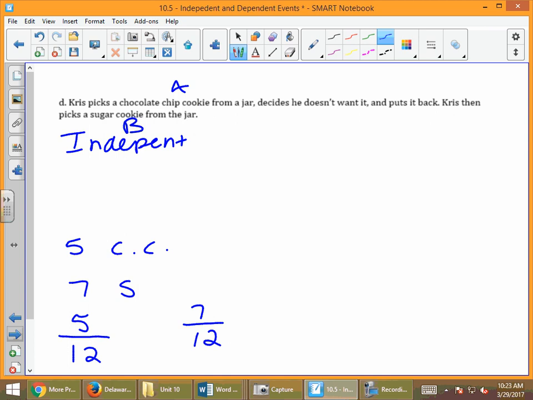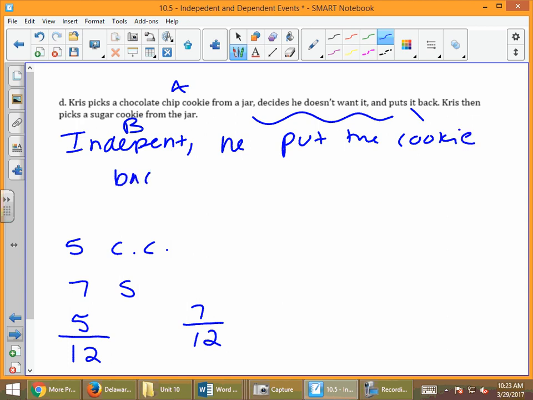So if it doesn't tell you whether he ate it or put it back? It will tell you whether he ate it or he put it back. Right here, he put it back. So it will tell you. Right. Other questions? So it's independent. You put the cookie back. So the probability doesn't change.